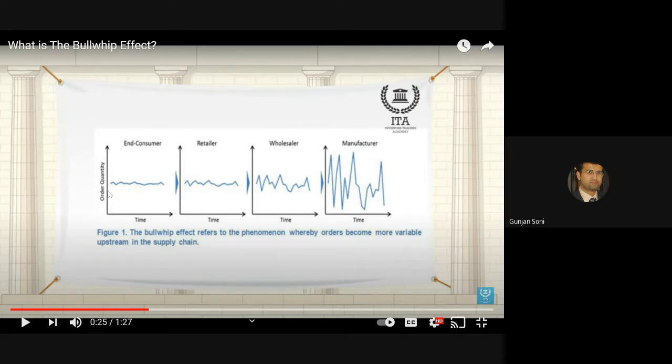So as you go upstream in the supply chain from end consumer to manufacturer, it is not the demand which is increasing. It is not a problem of an increase in demand, but an increase in variation in demand. If you find out the mean demand for all of these, it might come out to be the same, but the variation is high, which is causing a problem.